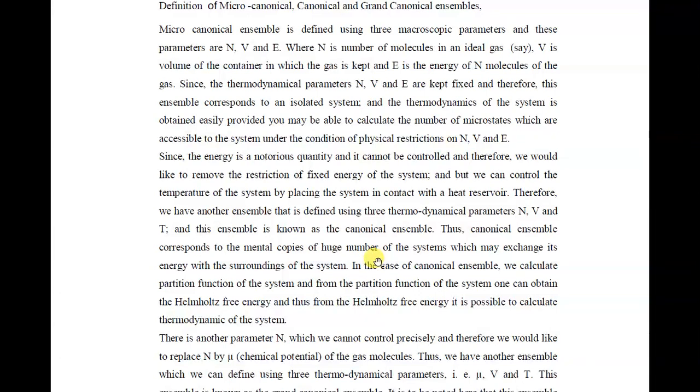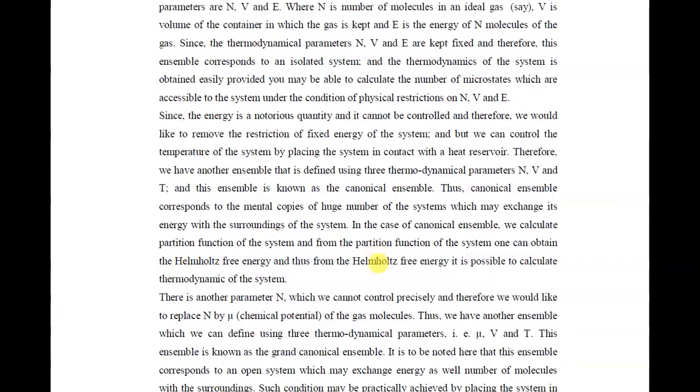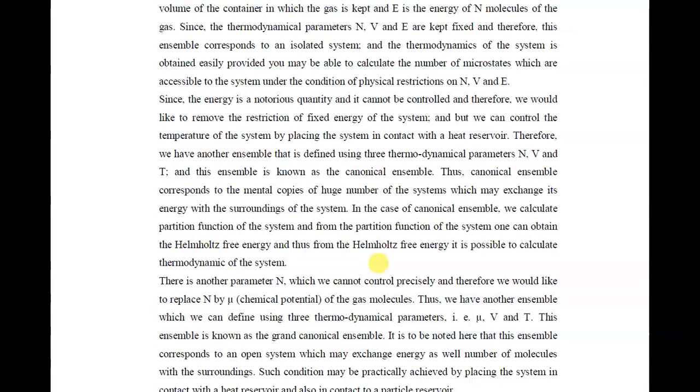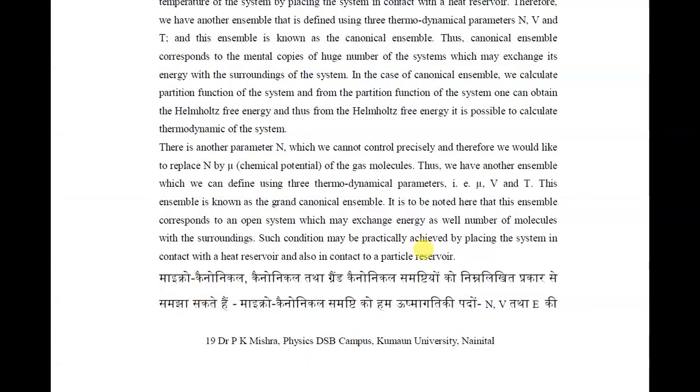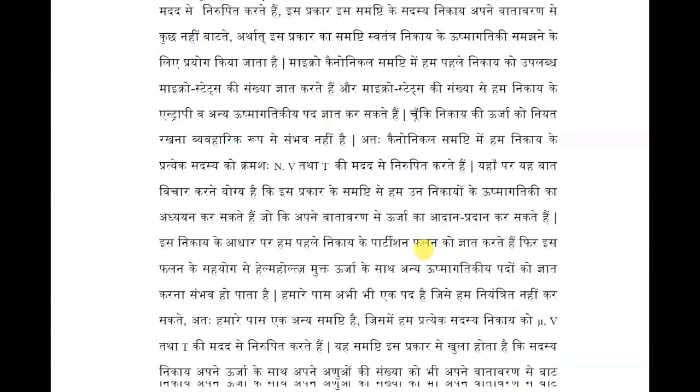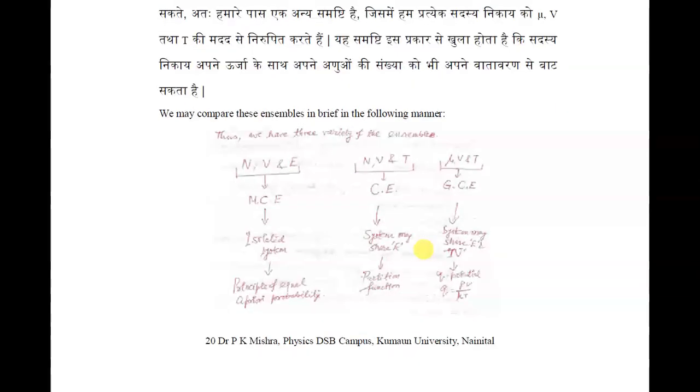In this case, our system is able to exchange energy with the surroundings or with the reservoir. Therefore, we would like to see what the probability is that the system has a particular value of energy. On the basis of that energy, we can calculate the partition function of the system. From the partition function, we can obtain the Helmholtz free energy of the system. So in the case of the canonical ensemble, we have an approach which we can see in a nutshell using the following diagram.